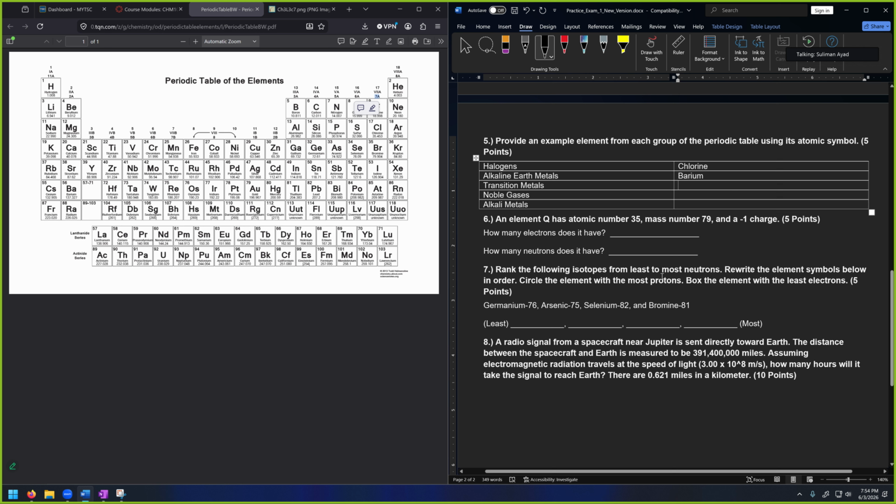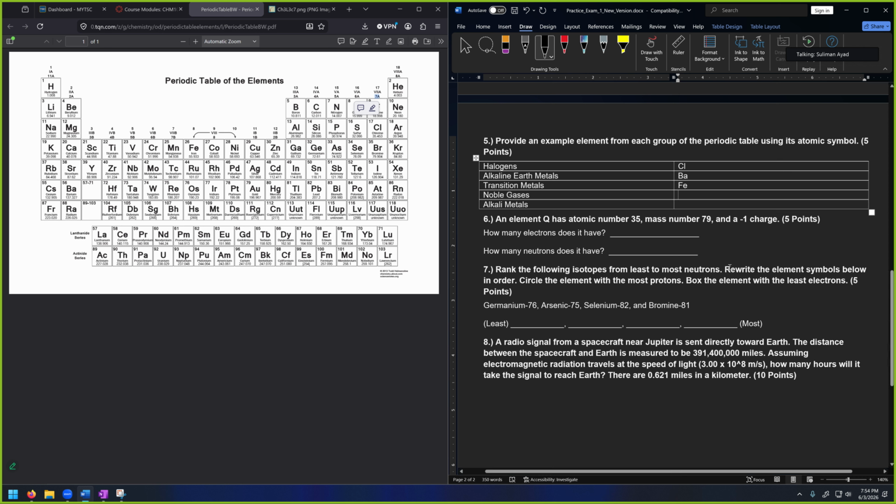Transition metals. The transition metals are that big rectangle of elements in the middle of the periodic table. You can choose any of those that you'd like. We're going to go with iron here. Well, I guess I did say using its atomic symbol, so I'll be more accurate then based on what was asked. FeClBa. Noble gases. The noble gases are our last column of the periodic table on the far right.